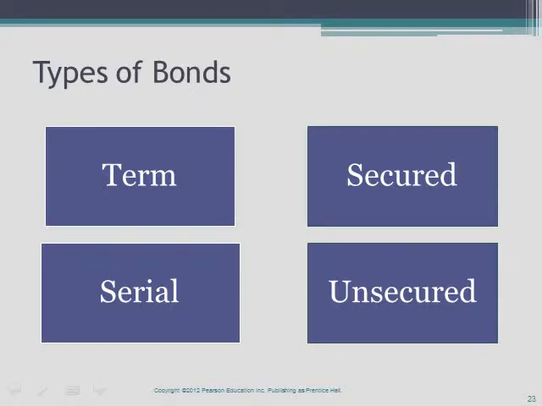All bonds in a particular issue may mature at the same time, like term bonds, or in installments over a period of time, like serial bonds. Serial bonds are the installment notes payable.